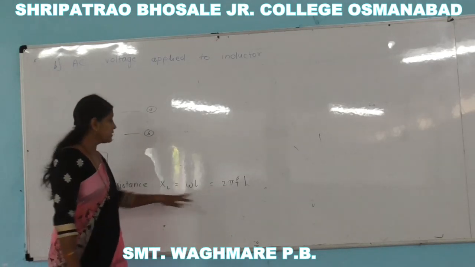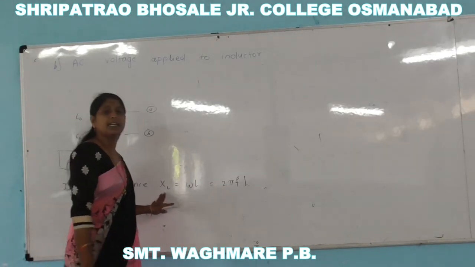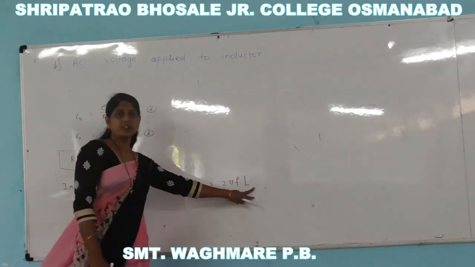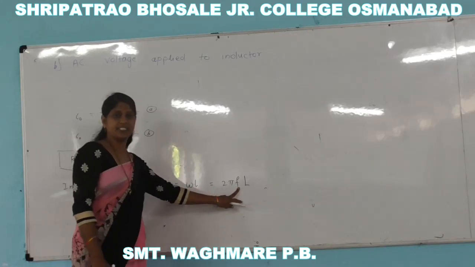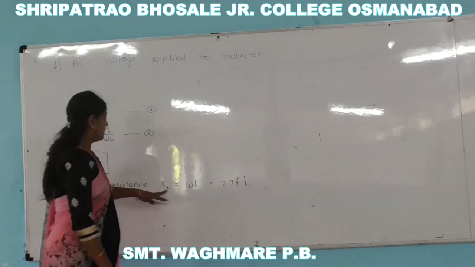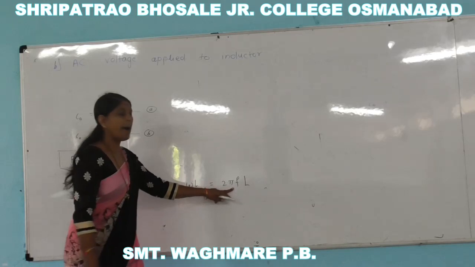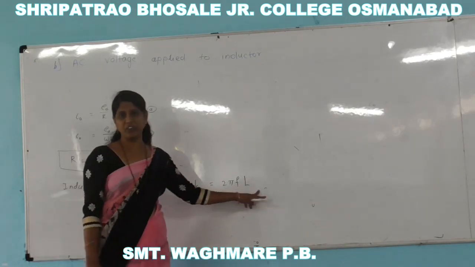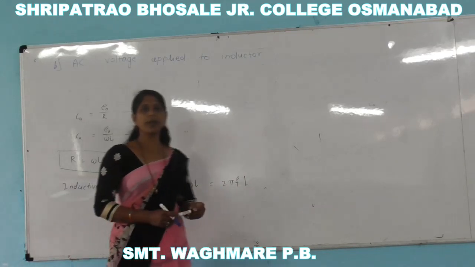From this equation we can say that this resistance is directly proportional to the inductance of the coil and the frequency of the AC circuit. Here 2 and pi are constant. Therefore XL depends upon the frequency and inductance. Okay, thank you.